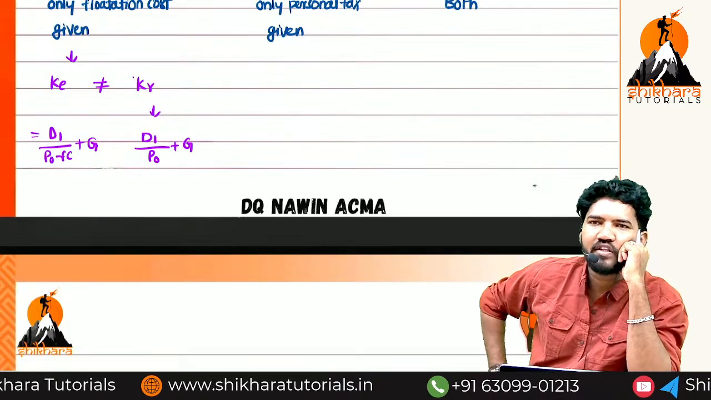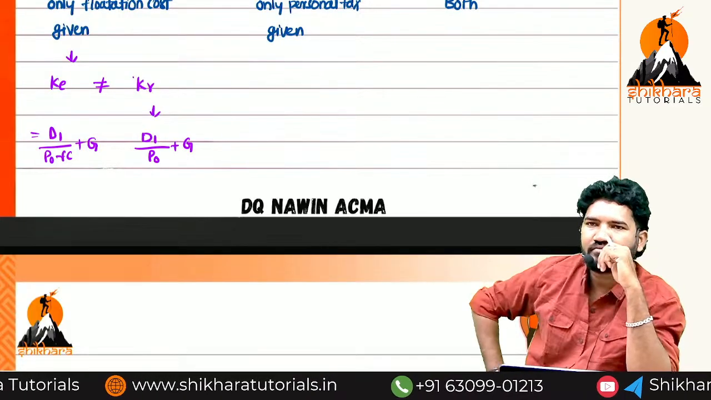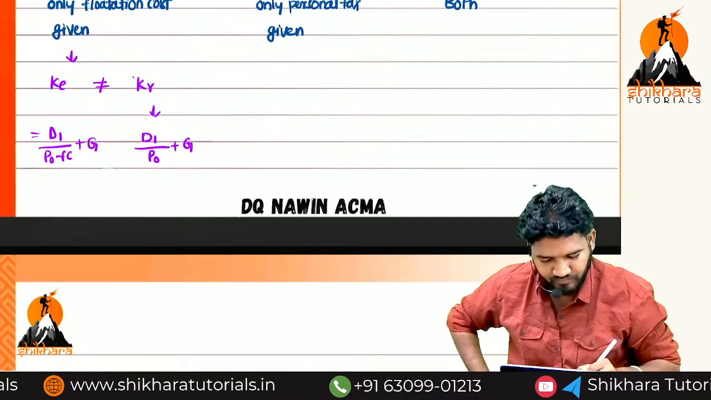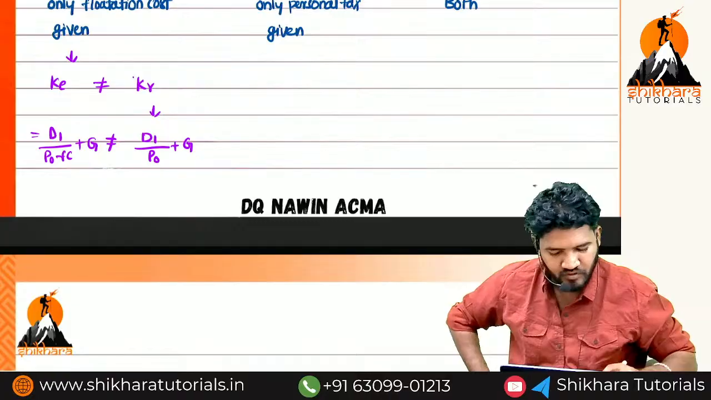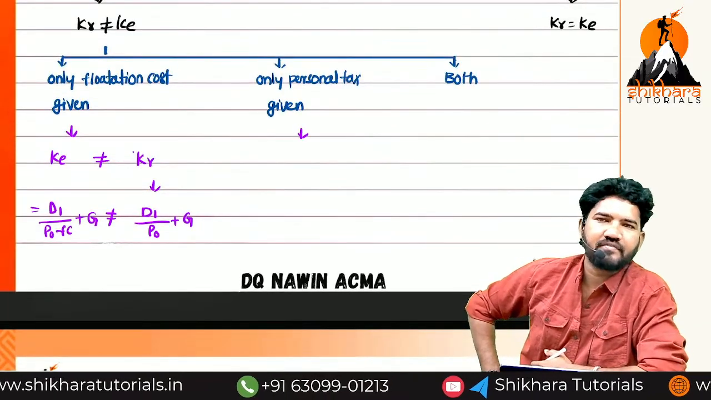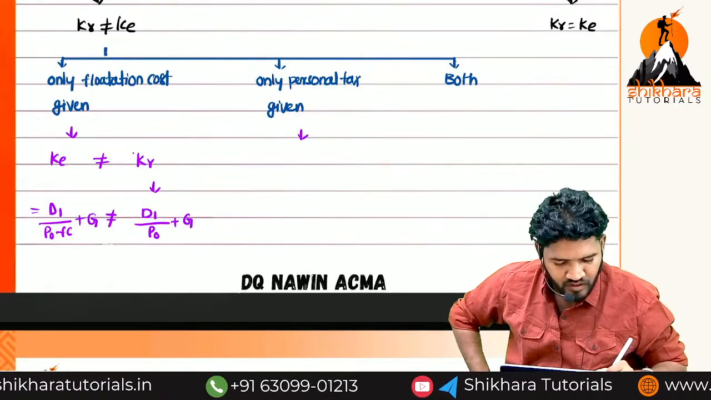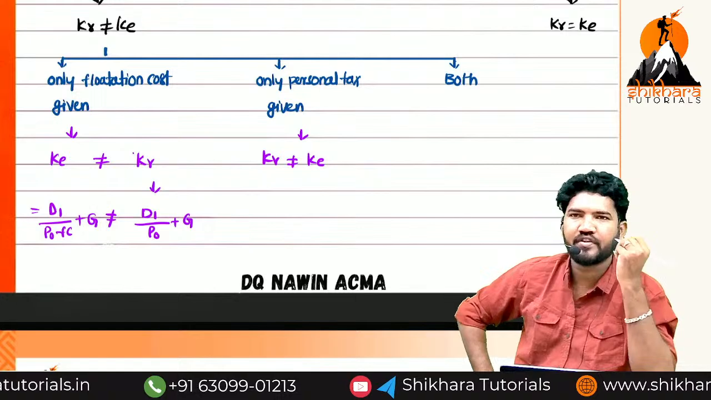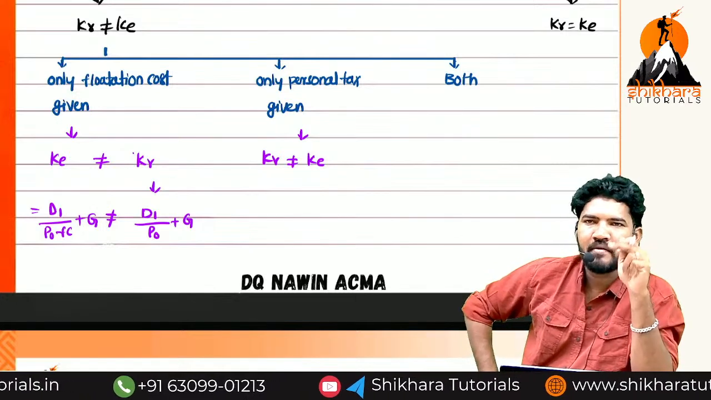Any doubt on this? This is the exam model. Clear? Next, when it come to KR, only personal tax is given. KR not equals to KE. Are you agree for this? Why? Because there is a personal tax.